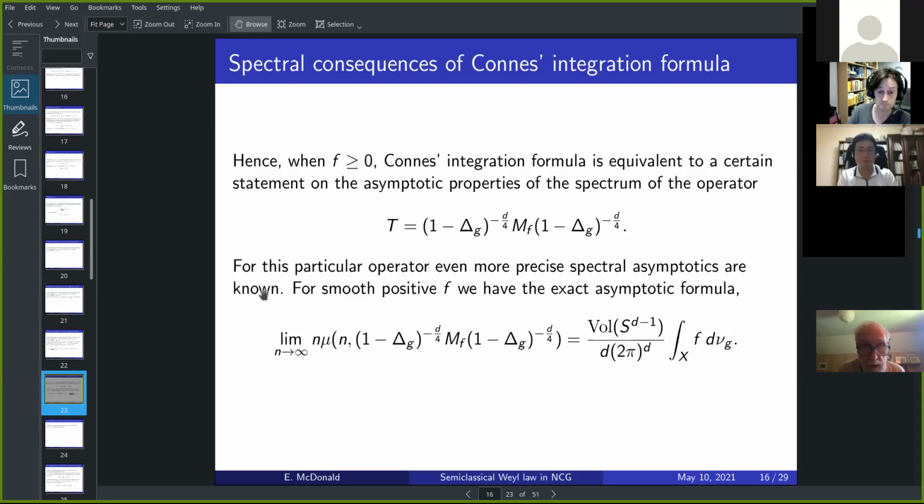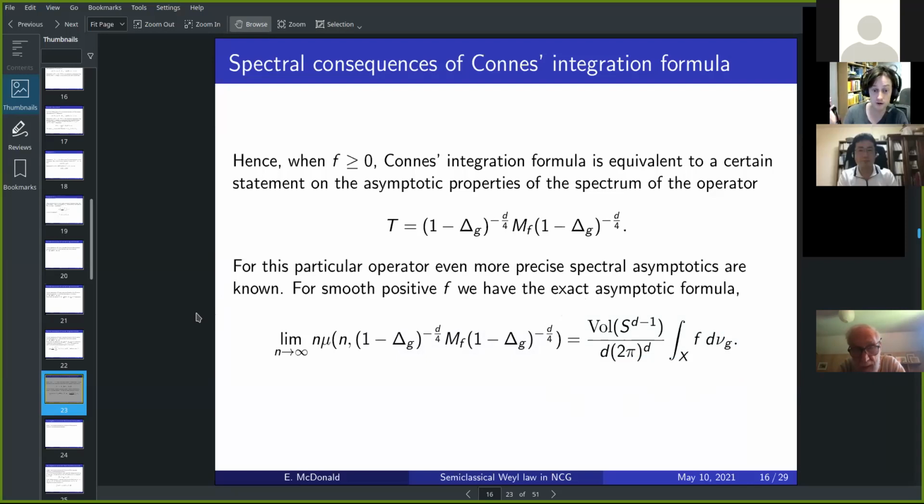So in particular, we have this formula. This is something to be distinguished from Connes' integral formula for a number of reasons. What I'm saying is that the limit as n goes to infinity of the singular values of this operator, I'm saying f here is positive, so this is a positive operator, the limit exists and equals the integral of f. This was known before Connes' integral formula, but I think it's quite different in character.